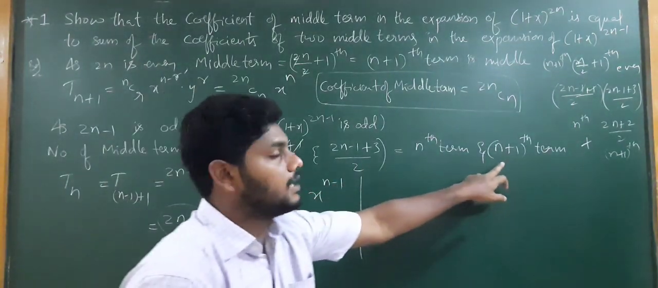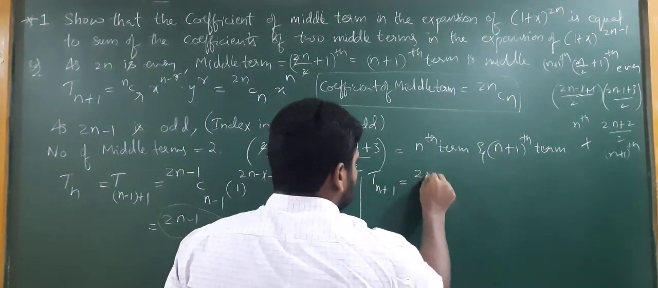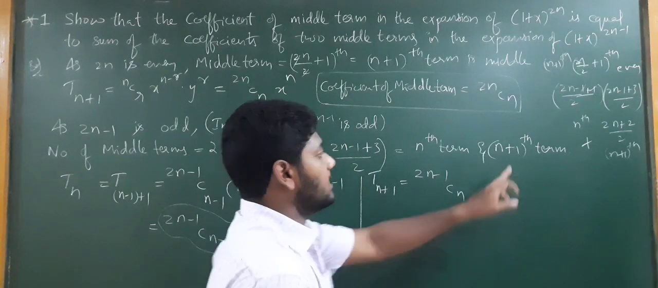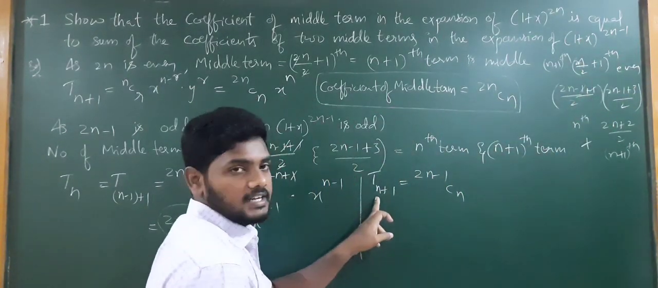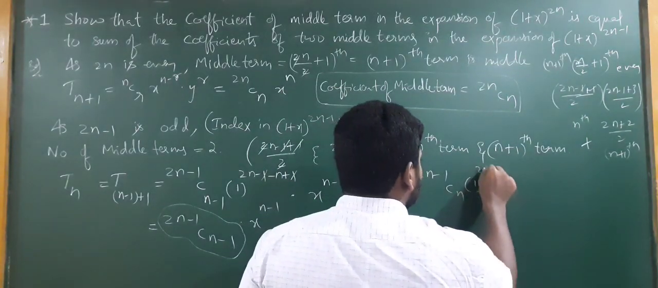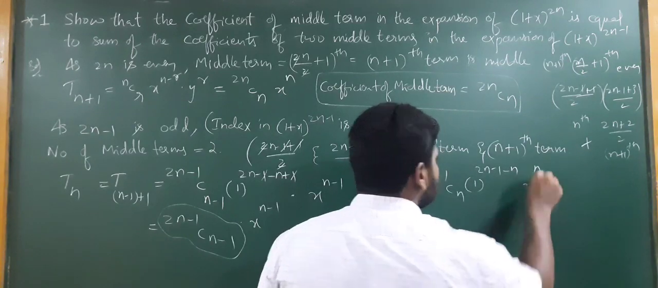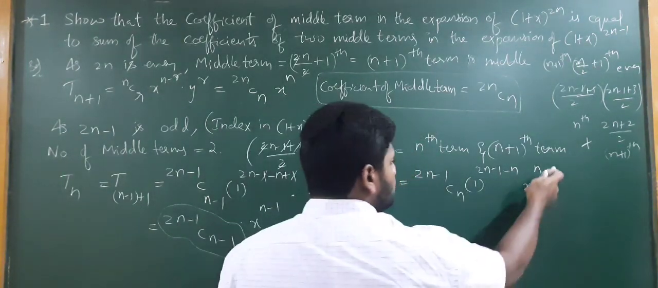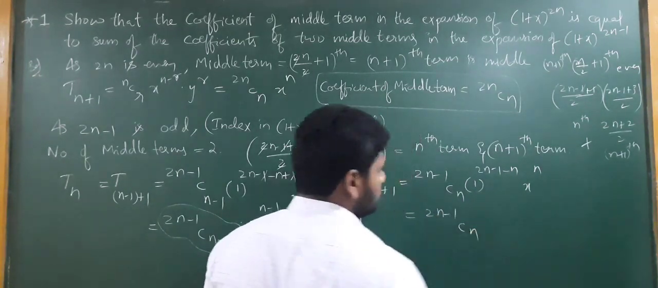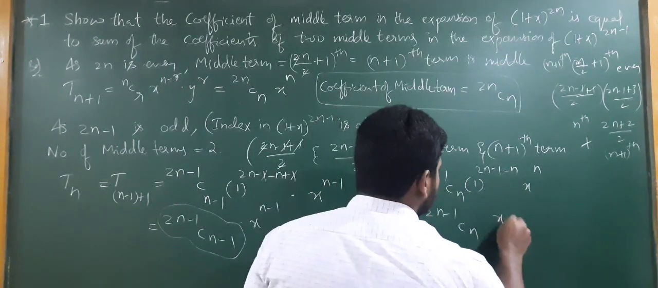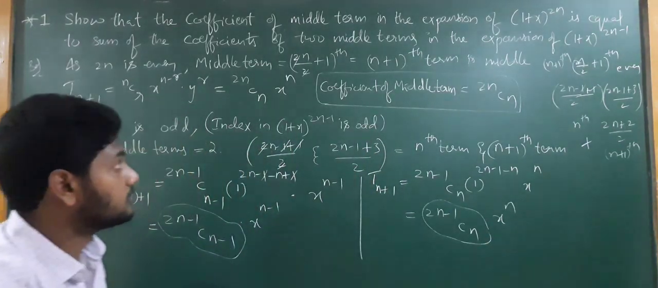Now we will find the n plus 1th term, t n plus 1 is equal to 2n minus 1 cn, as here the index is 2n minus 1, so 2n minus 1 cn 1 to the power of 2n minus 1 minus n into x to the power of n. Now the coefficient of this term is nothing but this only, 2n minus 1 cn, into x power n. Now when it comes to the coefficient, this one we will consider as the coefficient.